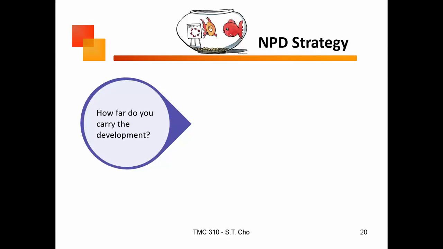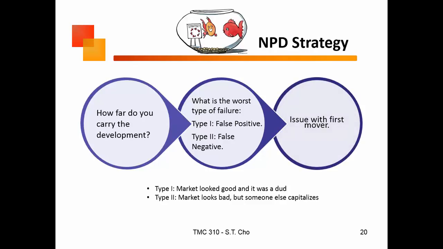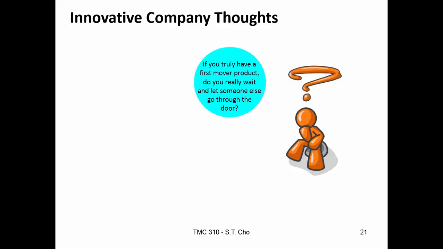Now, with new product development, you have to think about how far you want to carry it before you finally admit to yourself, hey, this isn't going to work. And so this puts a pressure on you. If you're wrong, what kind of mistake do you want to make? Do you want to make a mistake like we released it and we wasted a lot of money and there was no market there? Or do we go in the opposite direction and not release it, but then somebody else jumps in and takes advantage of it? That's what type 1 and type 2 failures are, false positives and false negatives. And so this is one of your big challenges as being first mover.